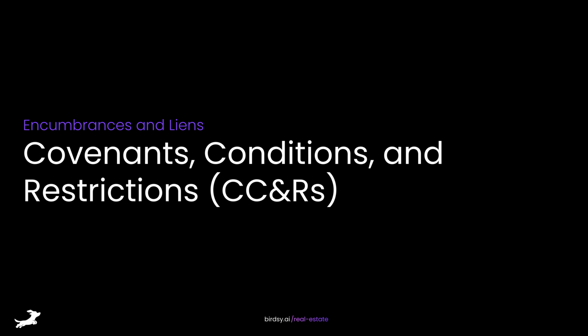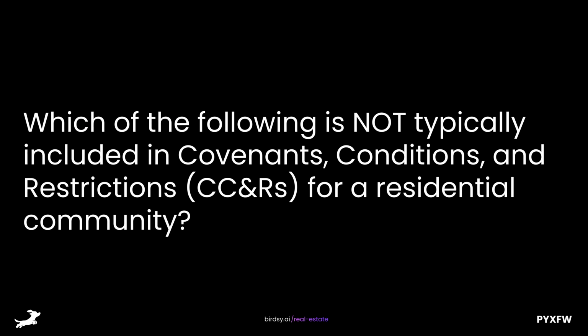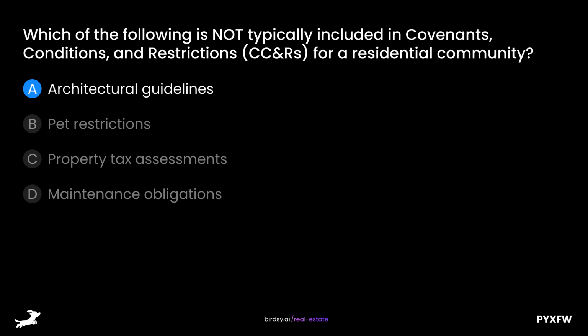Covenants, conditions, and restrictions. Which of the following is not typically included in covenants, conditions, and restrictions, CC&Rs, for a residential community? Is it A, architectural guidelines, B, pet restrictions, C, property tax assessments, or D, maintenance obligations? The answer is C, property tax assessments.